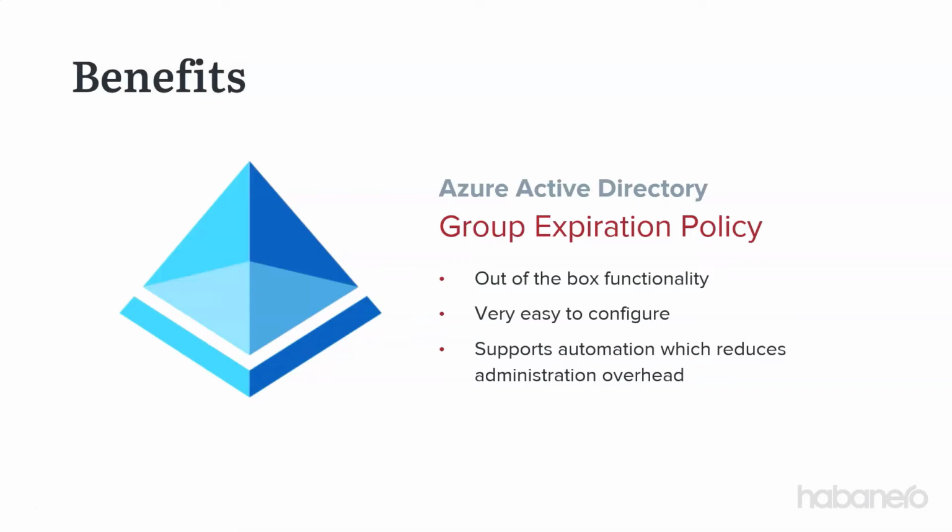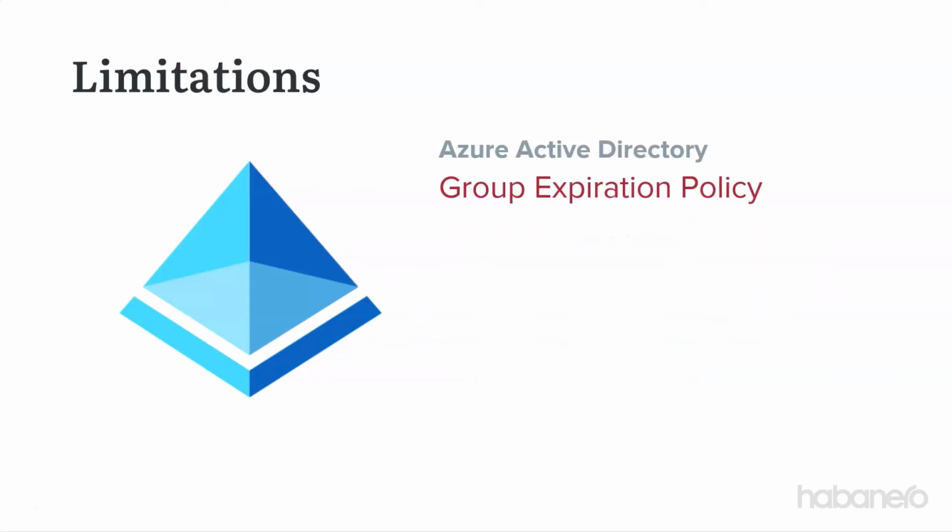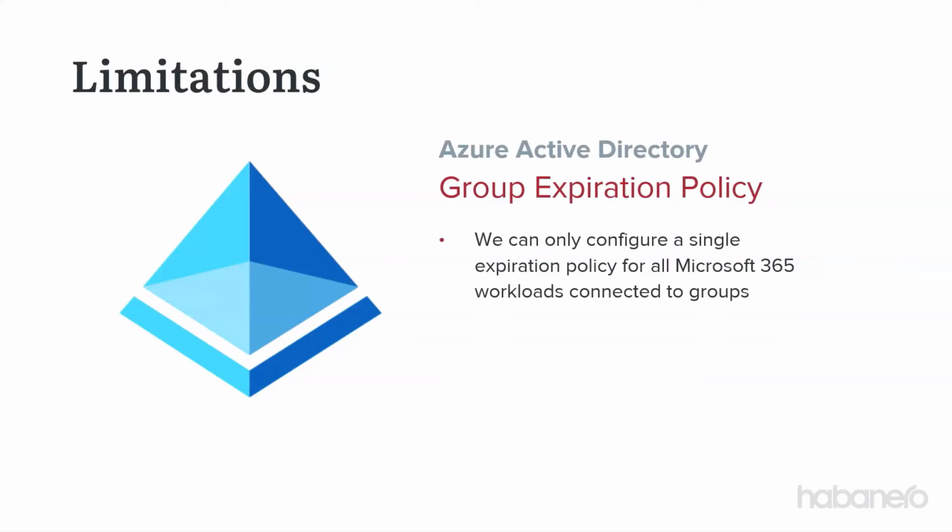But as you dig deeper, it's important to understand that there are some limitations. First up, we can only configure a single expiration policy for all Microsoft 365 workloads that are connected to groups. This means whatever we configure is not only applied to teams, but everything that leverages groups. This could be Exchange, SharePoint, Yammer, Planner, Power BI, and so on.